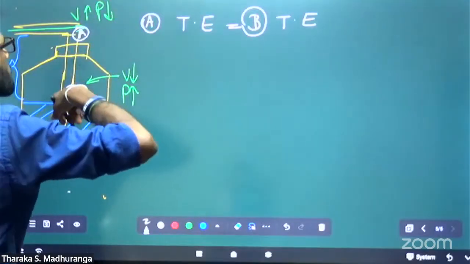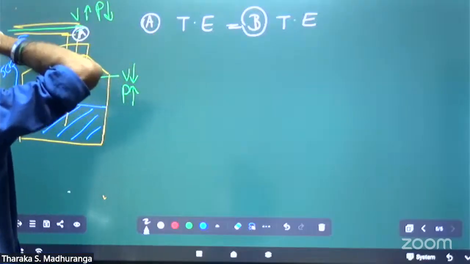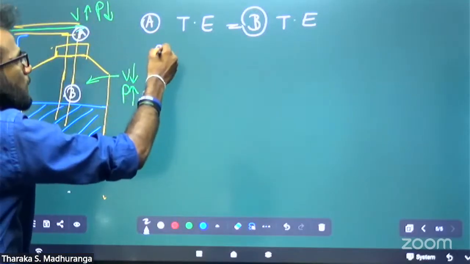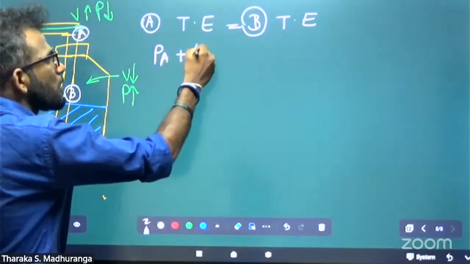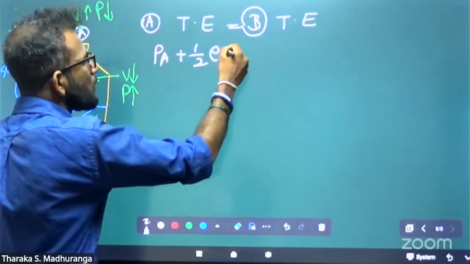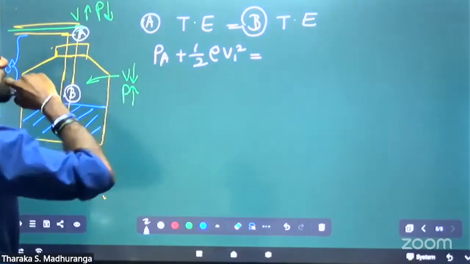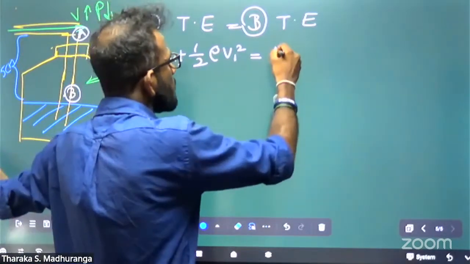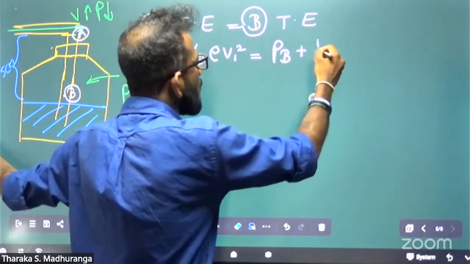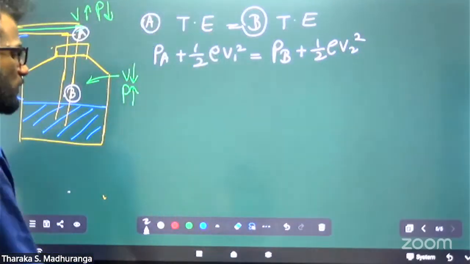Now, the A point total energy we can get. How do we get the A point total energy? Pressure A: PA plus half rho V1 squared equals PB plus half rho V2 squared.